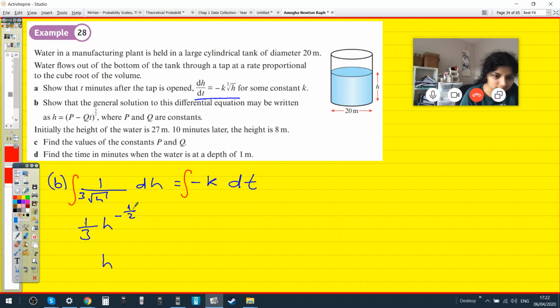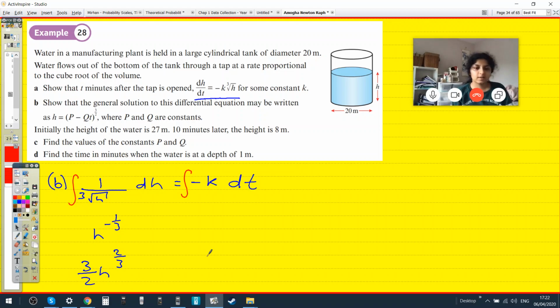So you add 1 to minus a half, is it? Wouldn't it be minus a third because it's cube root? Oh, that's a cube root. Sorry, I can't read my own writing. I wrote it as a third. So that is h to the minus a third. So you add 1 to it. H to the positive 2/3, 3 over 2, is it? Yeah, that's what I got.